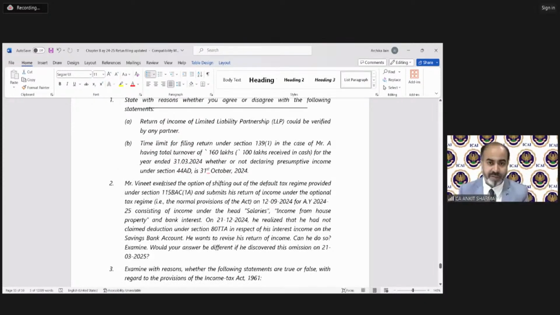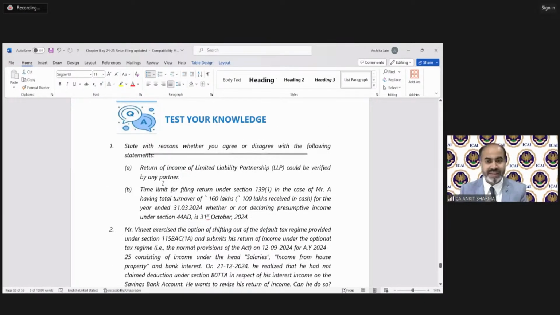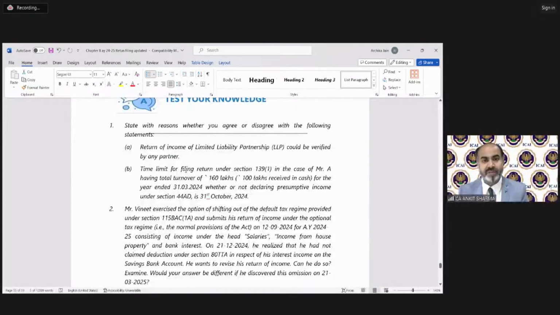So the return of an LLP can be signed by the designated partner. Time limit for filing return under section 139(1) in the case of Mr. A having total turnover of 160 lakh for the year ended 31st March 24, whether or not declaring presumptive income. So if your turnover is 160 lakh, the question is asking what is the time limit, the due date, for filing the return, and whether section 44 is applicable or not.